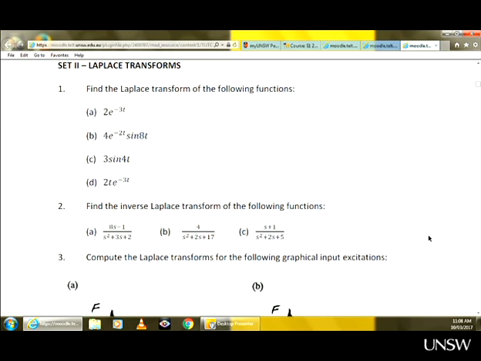You can't create a transfer function unless you have zero initial conditions. No, I was unable to create it. If you remember, I still have the lecture.